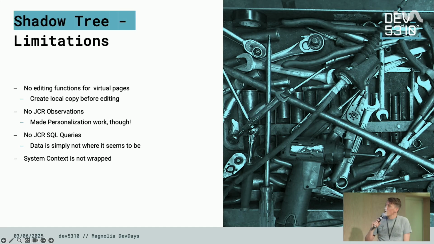Yeah, we have some limitations for now. So of course there are no editing functions for virtual pages, because you would actually be editing the original in the end. So if you want to start editing, the process for now would be to convert it to a local page. There are no JCR observations, but we have a custom solution to make personalization work. So we are still quite in line with Magnolia's core features. There are no JCR SQL queries for the moment, and that's just because the data is not where it seems to be. And the system context is not right.